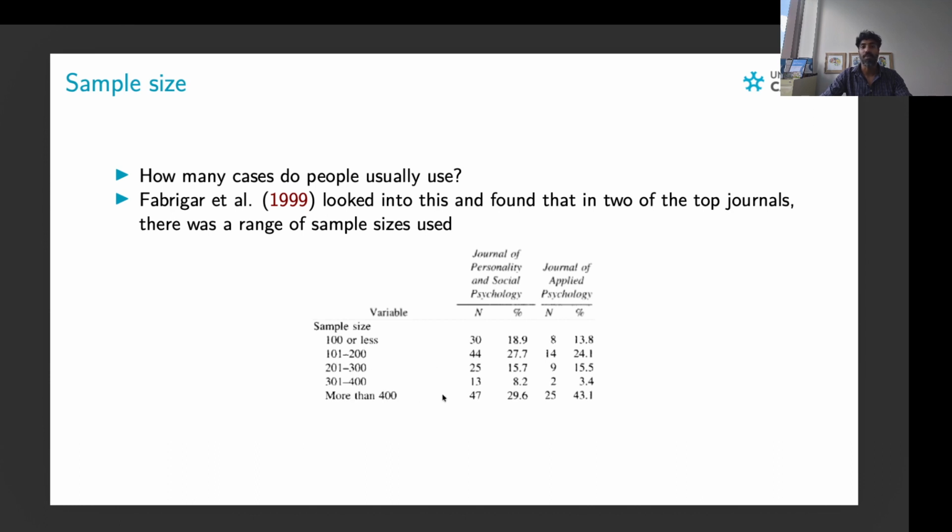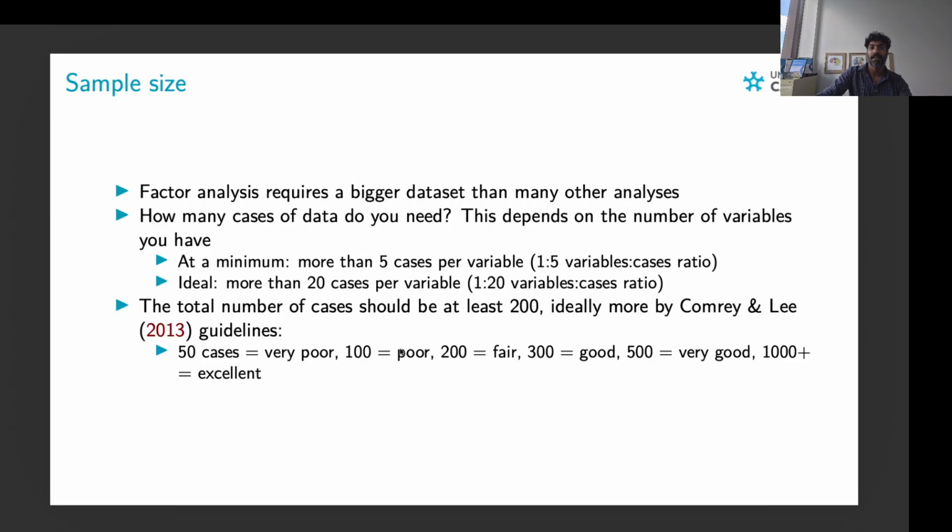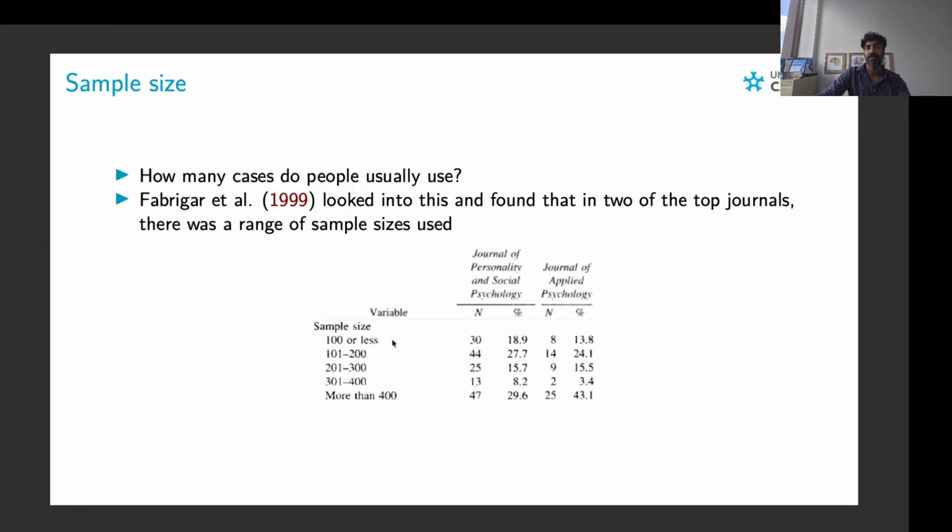But more than 400, there was about 30%, right? Cumulatively, we're talking about 45% of people in one journal, and similarly 37.8% of people in the other, using less than 200 participants, right? So quite a large number of people are progressing with exploratory factor analysis without maybe the sample size that's needed.